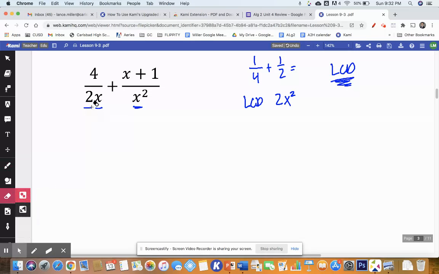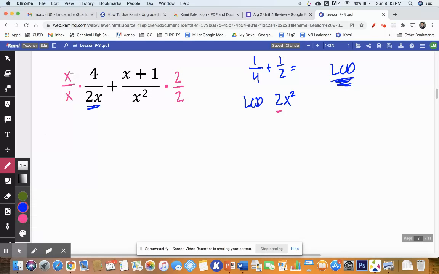Now, remember, we want both of these denominators to look like that LCD. So this 2x needs to look like 2x squared. The only thing missing is x. So I'm going to multiply to create that common denominator. So I'm going to multiply by x over x. On the right-hand side, we have the x squared. It's missing the 2. So I'm going to multiply by 2 over 2. All right.